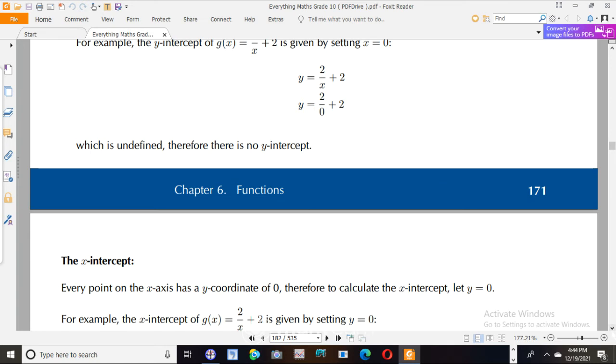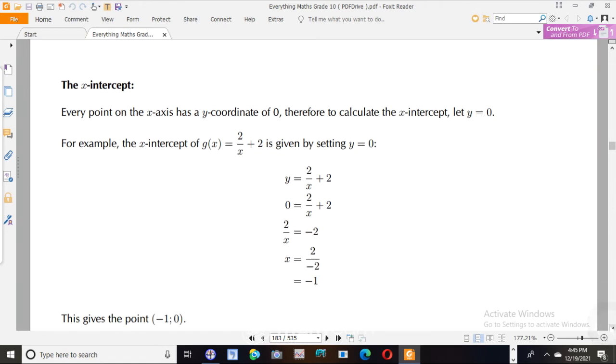The x-intercept. Let us see the x-intercept. There is no y-intercept, but let us try to determine the x-intercept, because we know that there is an x-intercept. Every point on the x-axis has a y-coordinate of 0. Therefore, to calculate the x-intercept, let y be equal to 0. For example, the x-intercept of g of x equals 2 over x plus 2 is given by setting y equal to 0, so 0 is equal to 2 over x plus 2. Rearranging, x is equal to minus 1. So this gives the point minus 1, 0 as the x-intercept.